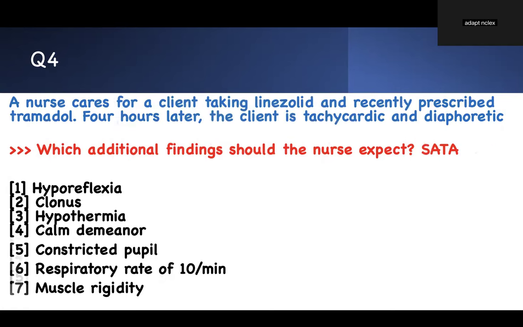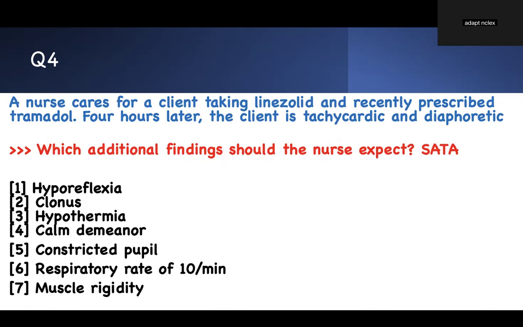The next question is: a nurse is caring for a client prescribed linezolid and recently prescribed tramadol. I told you about those combinations. They shouldn't happen. Four hours later, the client is tachycardic and diaphoretic. Which additional findings should the nurse expect? Select all that apply. Think about it.